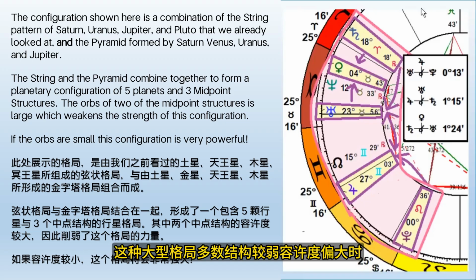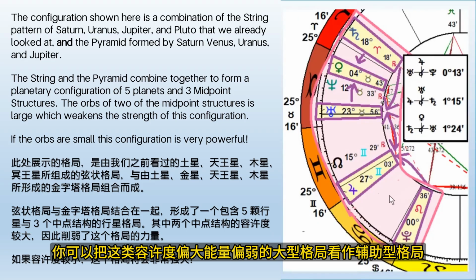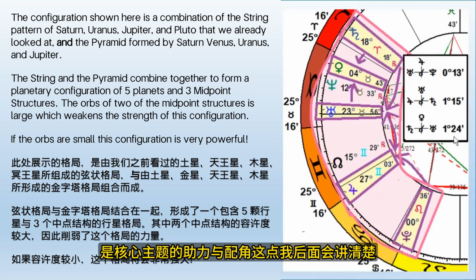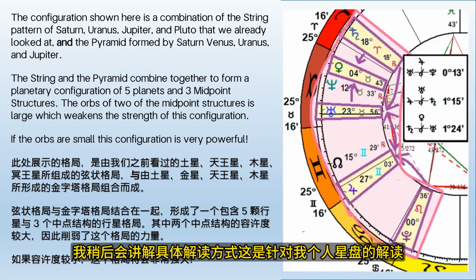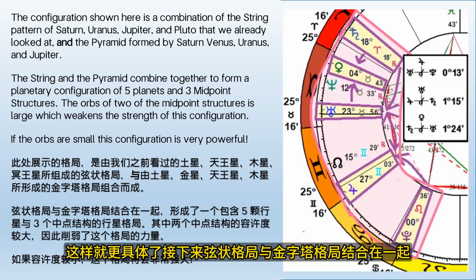That's what a large configuration does that has, in this case, mostly weak, mostly large orbs. Okay, but it should work into many, many areas of my life, but as an assistant. You can think of these large configurations with mostly weak orbs as being assistants, helpers to the main theme. Okay, and that'll become clear. I'll talk about how we interpret this later. I mean, it's the specific interpretation for me, so it becomes more concrete.